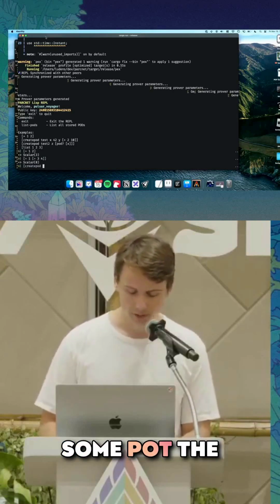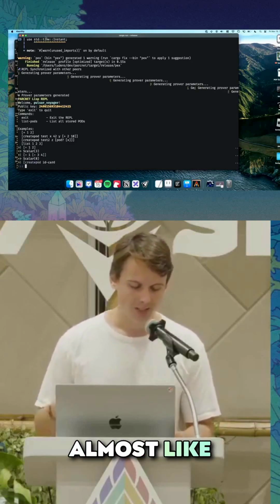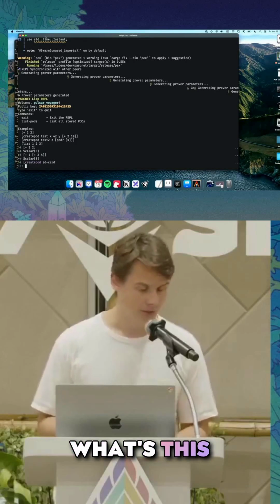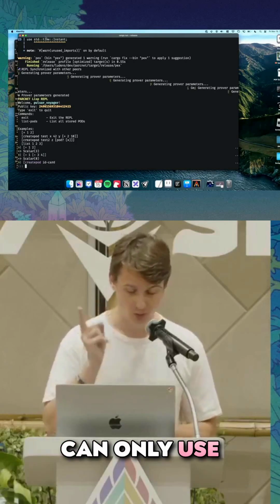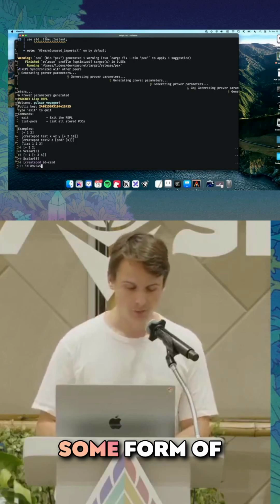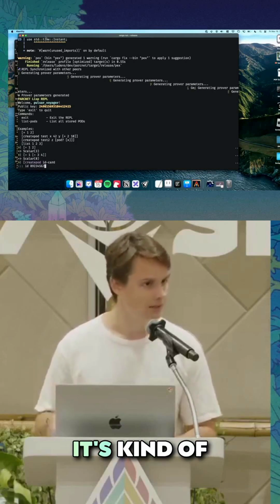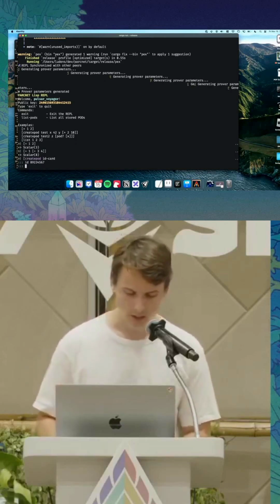Okay, so let's make some pod. The first pod I'm going to make is almost like an ID card for myself. So what's this ID card going to have? And remember, we can only use numbers. So first, I have some form of national ID. It's kind of like my user ID in the system.